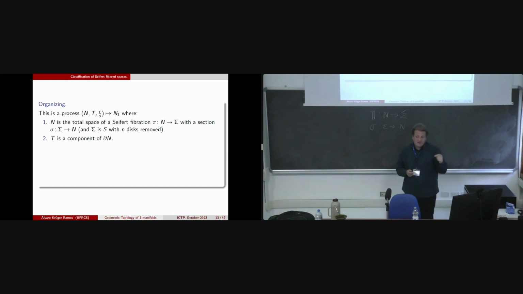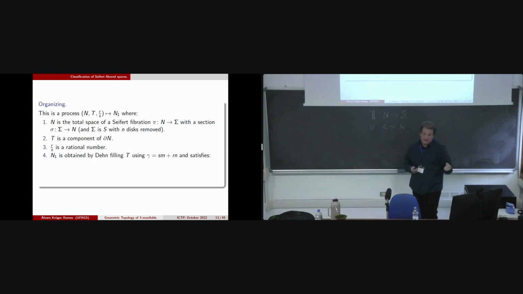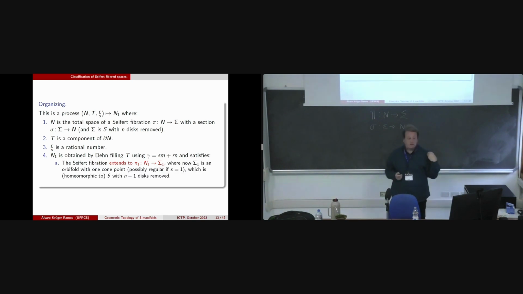Now, T is a component of the boundary. This is just a rational number, r divided by s. And N1 is obtained by filling this boundary component we chose using this curve here. Oh, this was supposed to be L. Sorry, there's a misprint here. s times M plus r times L, and it satisfies that the Seifert fibration extends to another Seifert fibration.